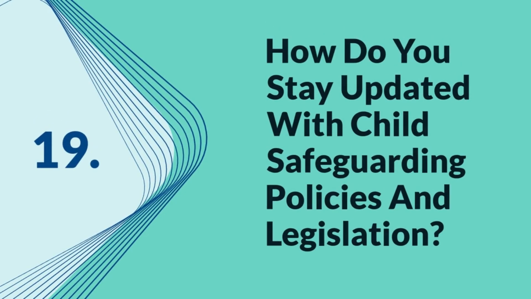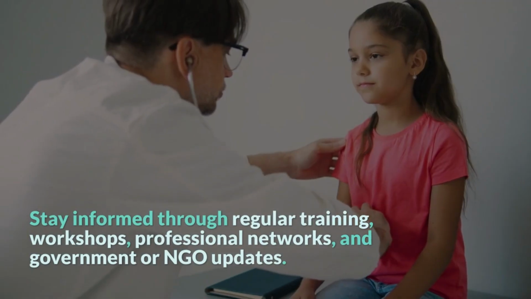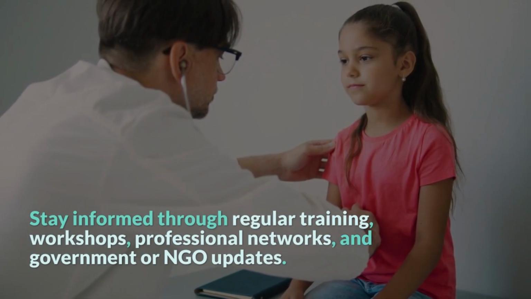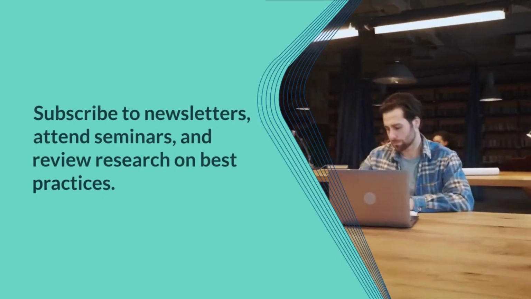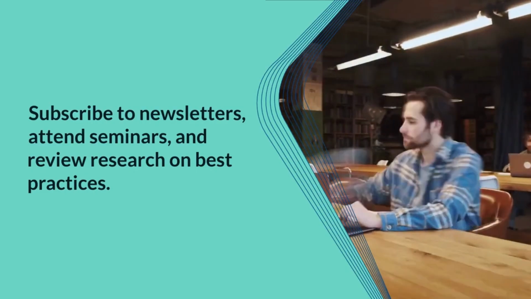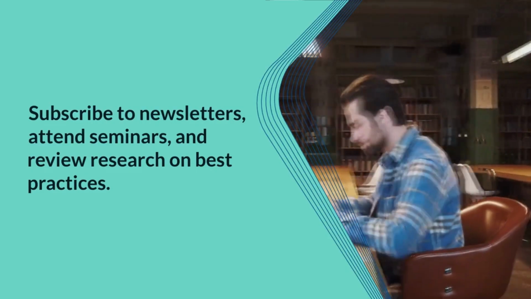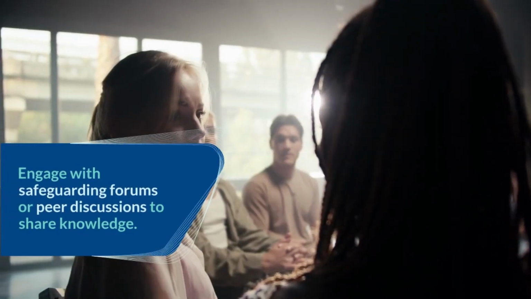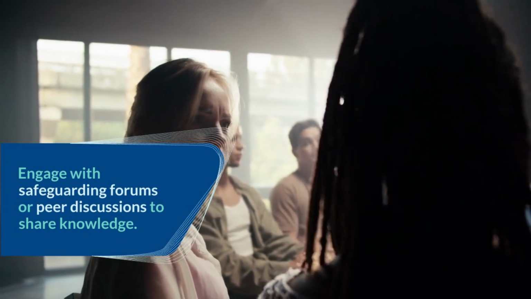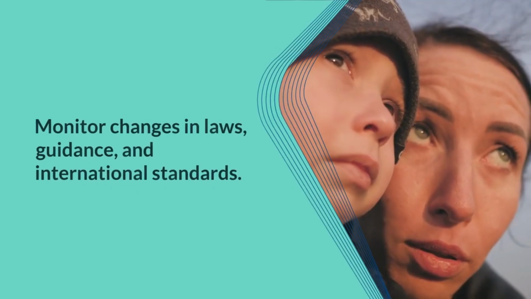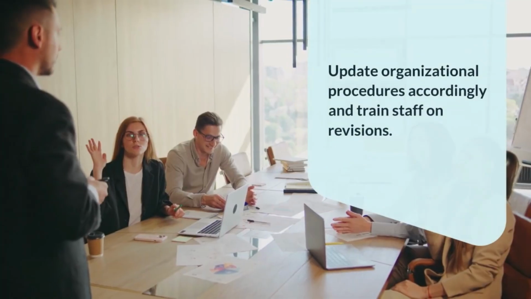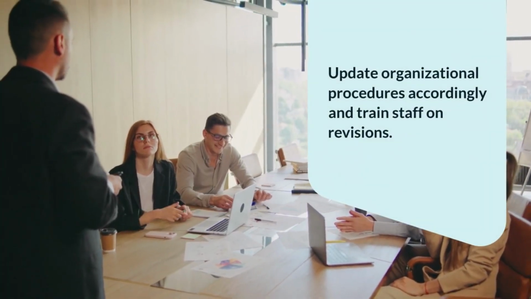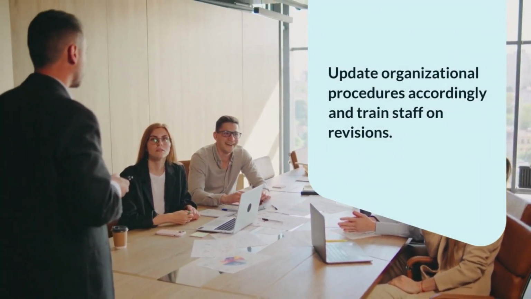19. How do you stay updated with child safeguarding policies and legislation? Stay informed through regular training, workshops, professional networks, and government or NGO updates. Subscribe to newsletters, attend seminars, and review research on best practices. Engage with safeguarding forums or peer discussions to share knowledge. Monitor changes in laws, guidance, and international standards. Update organizational procedures accordingly and train staff on revisions.